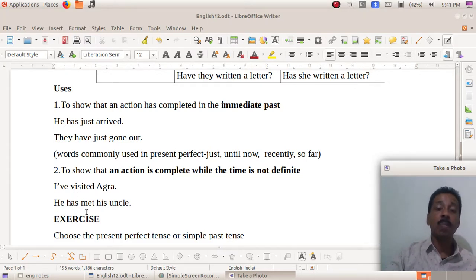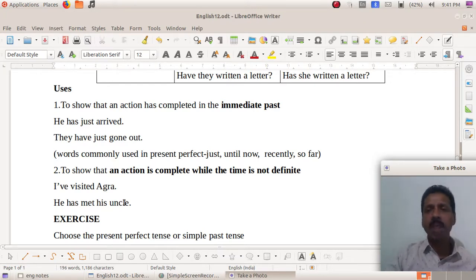Then he has met his uncle. I cannot say he has met his uncle yesterday. If it is yesterday, I met my uncle yesterday. Okay, so simple past tense can be used only with a time reference, but present perfect without a time reference. This is the main difference which we should keep in mind while we use these two tenses.